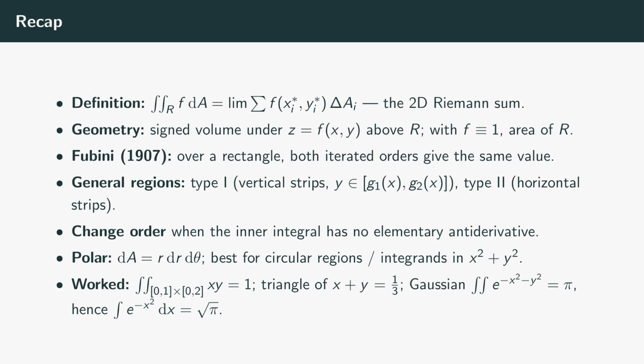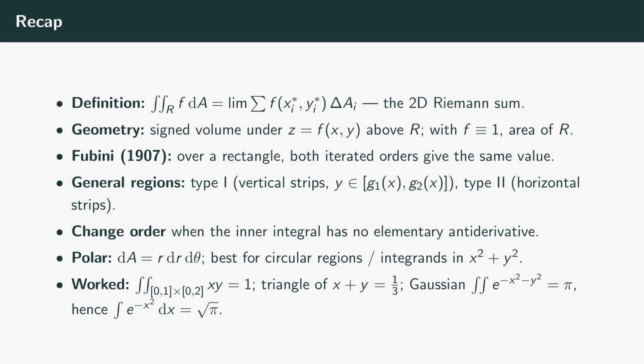Fubini's theorem from 1907 lets us compute it as an iterated integral, one variable at a time, in either order for a rectangle. Over more general regions, we describe the region as type 1, vertical strips with y bounds depending on x, or type 2, horizontal strips with x bounds depending on y, and integrate accordingly. Changing the order of integration sometimes turns a hopeless integral into a clean one, the sine of y squared example.